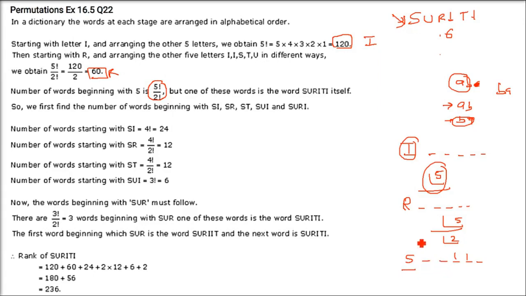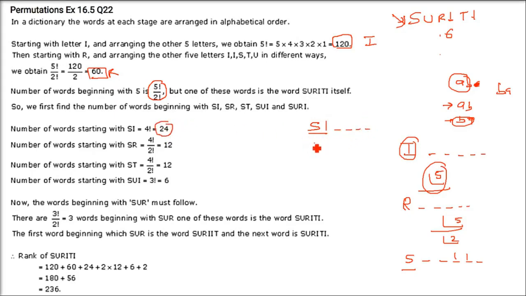Now here in all these variations we have S with others also. Suriti will come here only. So what we'll do? We will put S, and what is going to come after this? The first alphabetical word will be SI. So when you fix SI, then what is going to come after this? Four values will come. So it will be factorial 4.